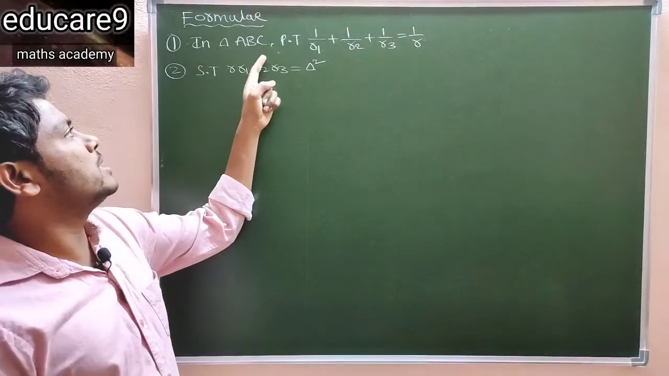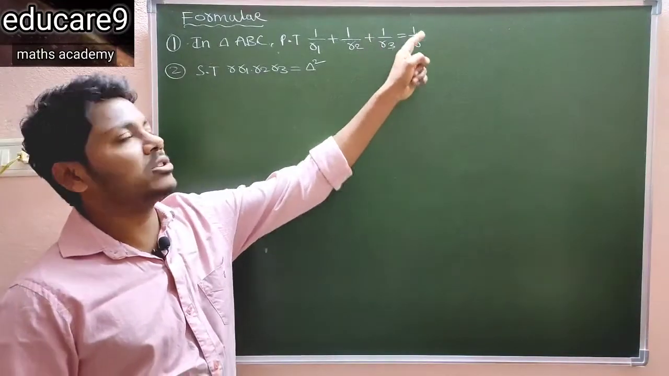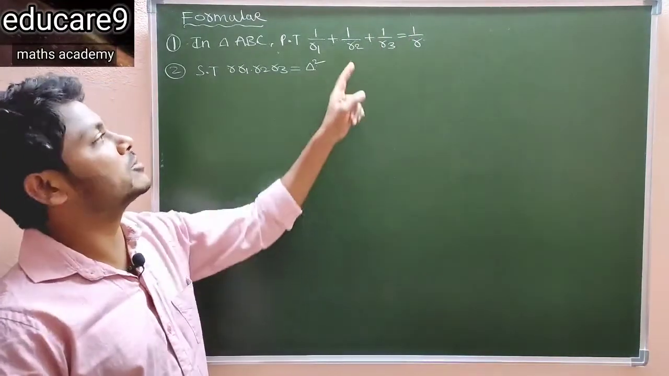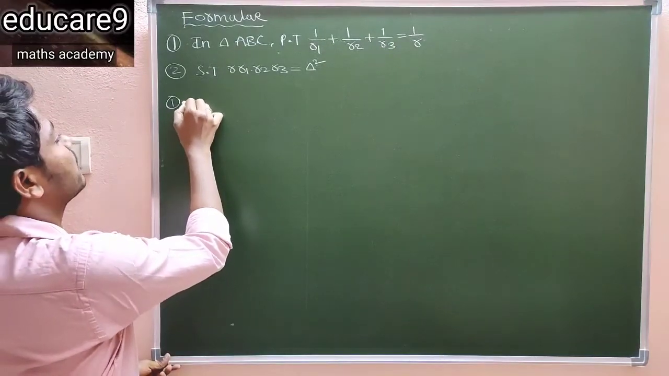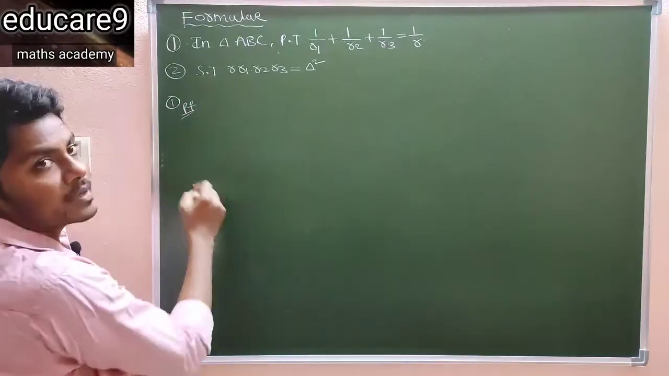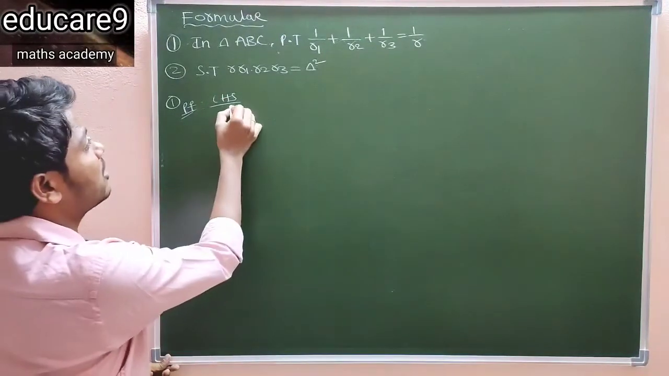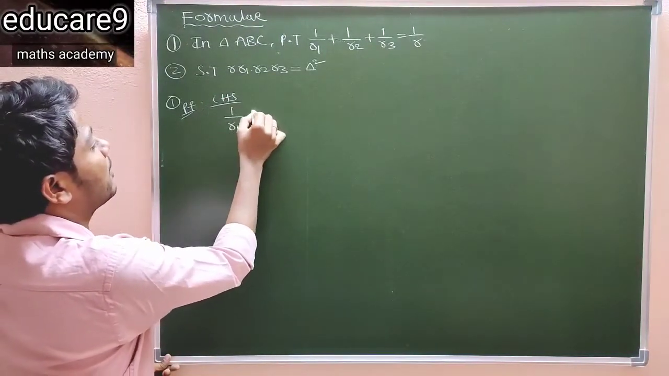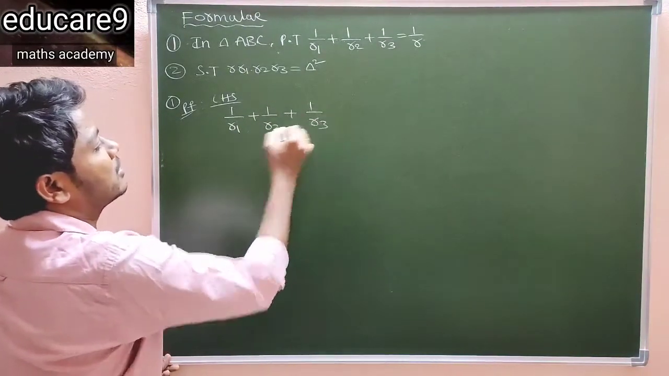In triangle ABC, prove that 1/r1 + 1/r2 + 1/r3 is equal to 1/r. So, you need to prove this formula. See the proof of the first formula. Consider the LHS first. What is the LHS? 1/r1 + 1/r2 + 1/r3.